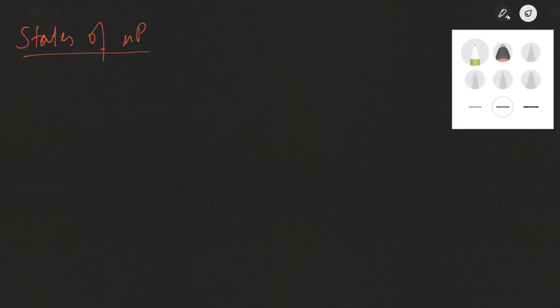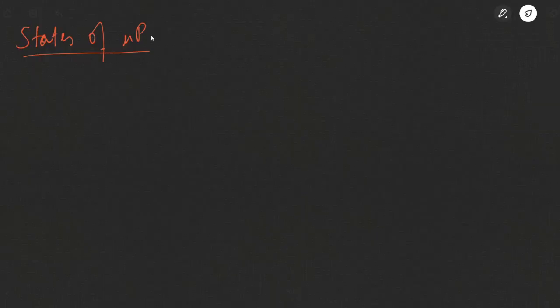Today we'll be looking at some of the important states of microprocessor. We are mainly talking about 8085. These states you can generalize for other microprocessors, but we are talking in particular with reference to 8085. So we'll be talking about different states of microprocessor, different programming functions of microprocessor.